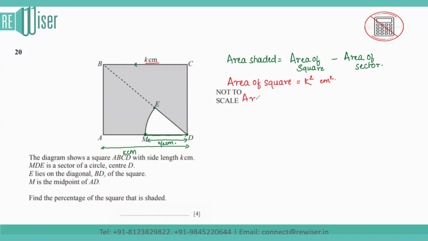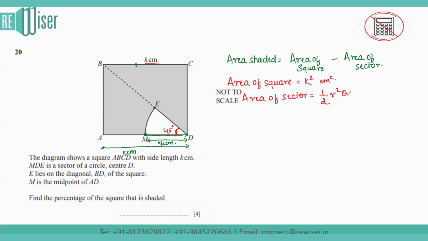The area of a sector is given as 1 by 2 r square theta, where r is the radius of the sector and theta is the angle subtended. As ABCD is a square and BD is the diagonal, it divides the angle into two equal parts. Therefore, this angle is 45 degrees.